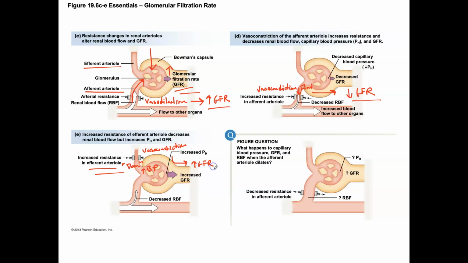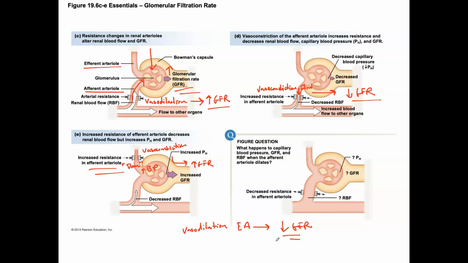So it's the opposite of what you see with the afferent arteriole. When you vasoconstrict the efferent, we're going to see an increase in the GFR. So if you were to vasodilate, so vasodilation of the efferent arteriole, that would lead to a decrease in the GFR because that's going to let the blood flow out of the glomerulus easier. The blood pressure can drop, and therefore we can decrease the GFR.